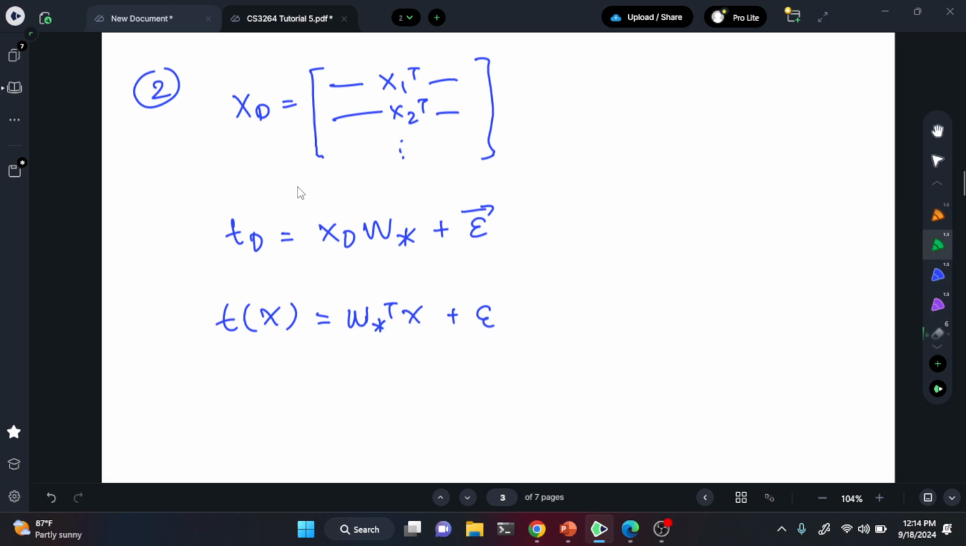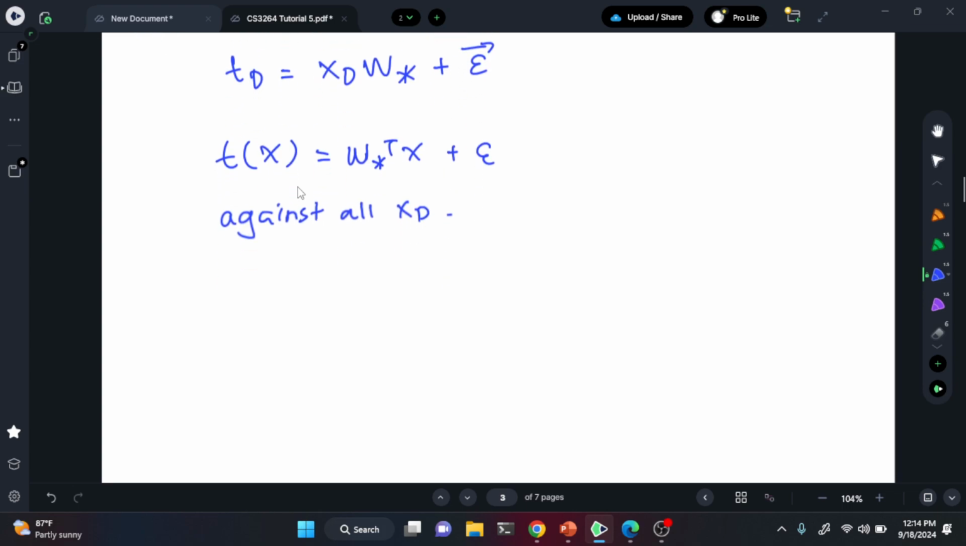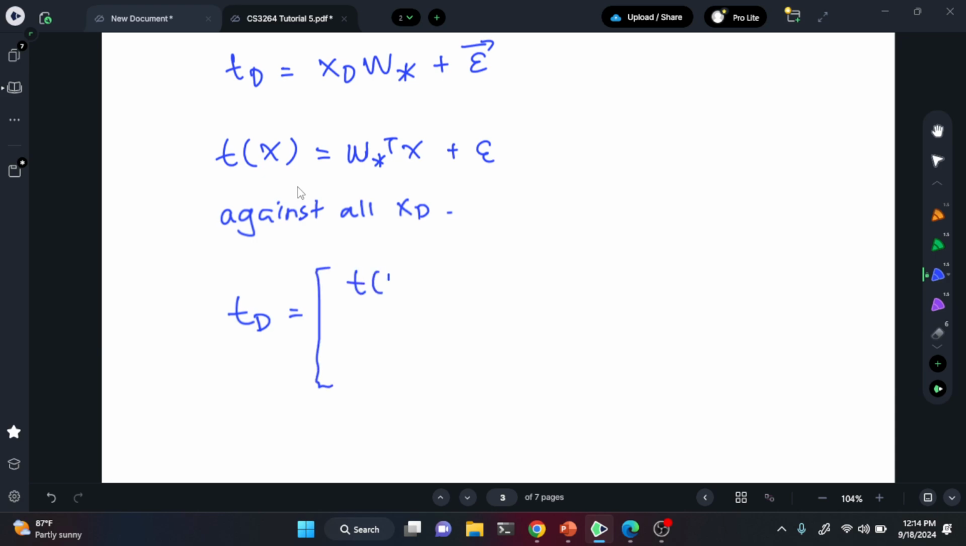Now, what if we want to put this against all of the possible data? One logical way of doing this is to see that your TD will now become some form of a vector, where this will be Tx1, this will be Tx2, so on and so forth, up to Tx of the size of your D. Quite logical, right, at this point. So my TD is just a vector consisting of the target for x1, target for x2, up to x of size D at the end.